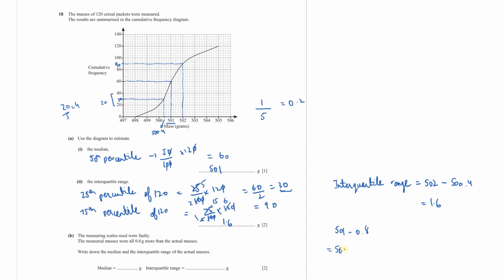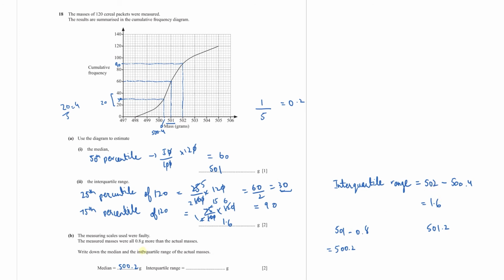So you will get 500.2. So your actual median value is 500.2 grams. Interquartile range will remain the same because both these values are higher by 0.8 gram. So let me actually show you. So 502 will become what? 501.2, because this is 0.8 gram higher.